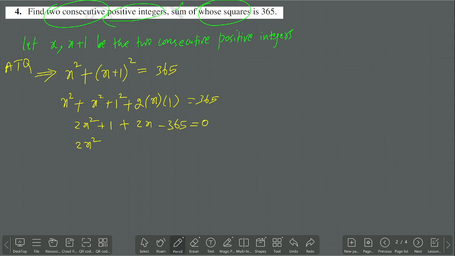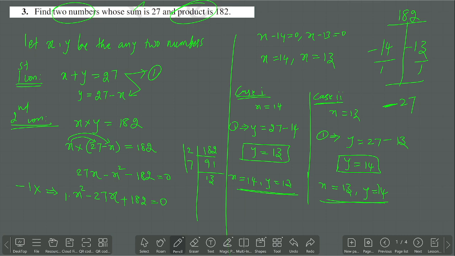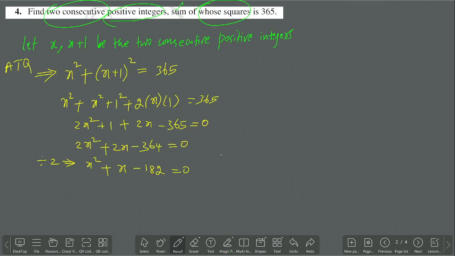Now 2x square plus 2x plus 1 minus 365, what am I getting? Minus 364, equal to 0. Divide by 2 on both sides, what am I getting? x square plus x minus 182 equal to 0. I have seen this number somewhere. Last sum, 182: 13 and 14. Then no need to take factors. Same 13, 14. Let's take 182, but minus 182.